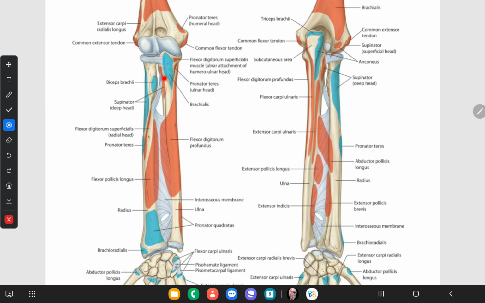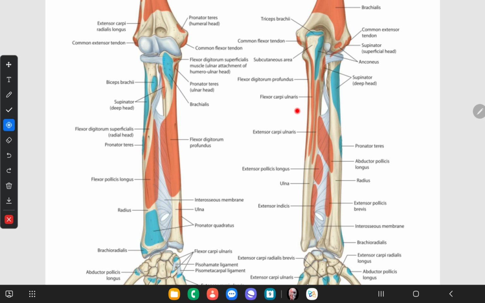Then you can see the insertion of the brachialis muscle to the ulnar tuberosity, that roughened area. Here you can see the deep head of the supinator muscle. It originates from the supinator crest of the ulna. I told you also the lateral border of the ulna continues as the supinator crest superiorly. So this is the supinator crest and the muscle originates from the supinator crest.